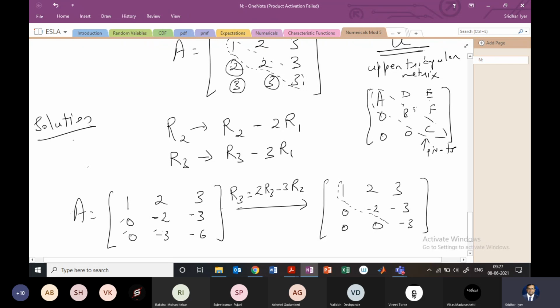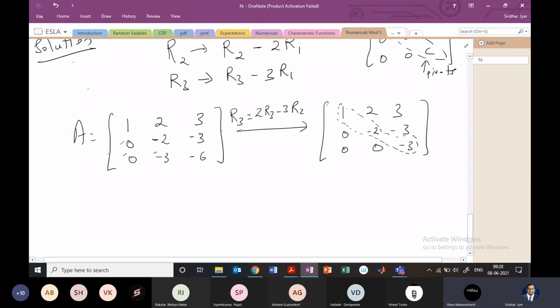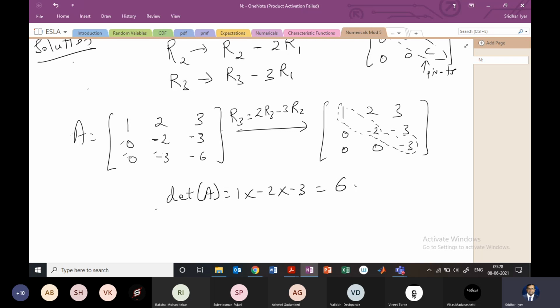And if you look at the diagonals, it is 1, minus 2, and minus 3, right? So for an upper triangular matrix, now you can calculate the determinant. So the determinant of A will just be 1 into minus 2 into minus 3, which will be equal to 6. Okay. So in this case, if you want to check your answer, you can calculate the determinant using the usual process as well. So this is one of the problems which is given.